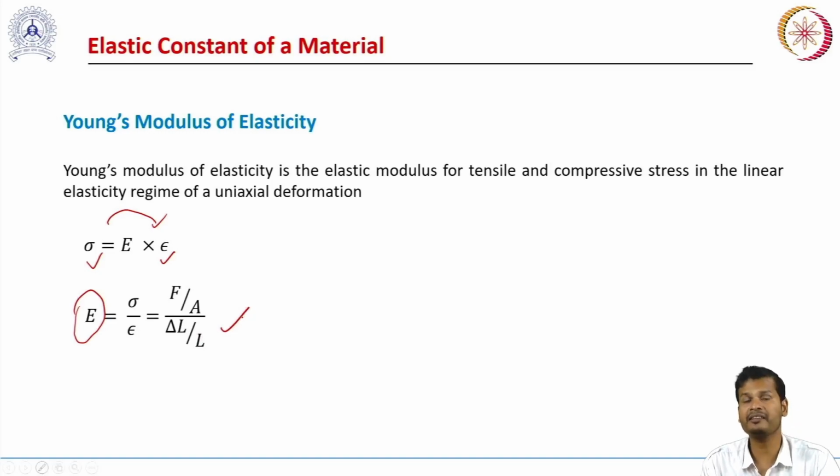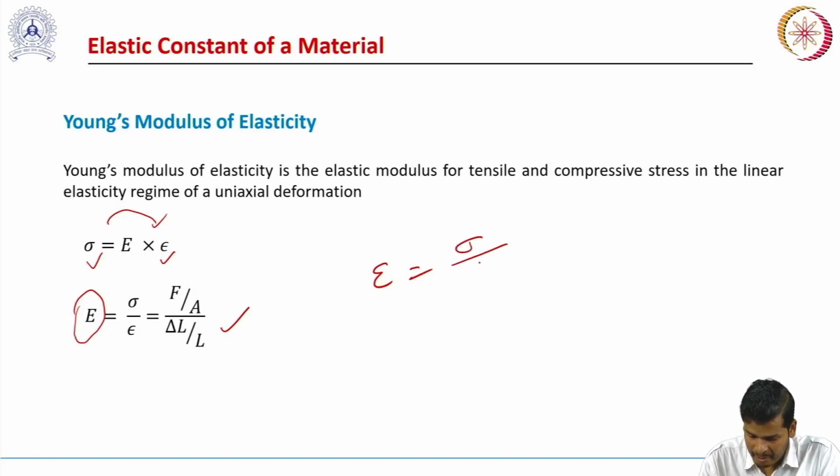So this way you can see the strain which is developed in the body is related to our applied stress. So strain is equal to whatever the stress applied on the body divided by the Young modulus of elasticity. So if a body has a very high Young modulus, that means the strain developed in the body will be less.